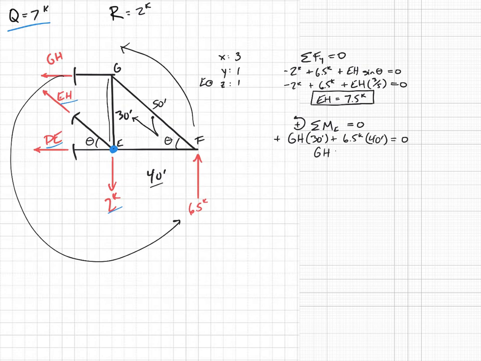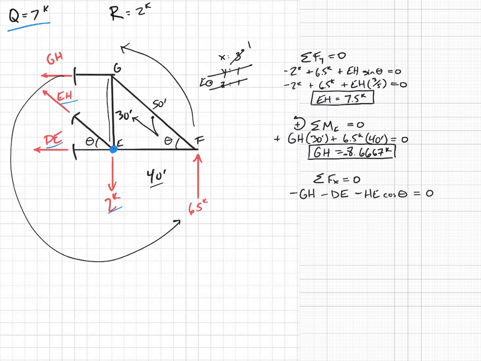So GH comes out to, you know, we've been foiled by being given a bad number here. Anyway, now that we've done Z and we've done Y, there's only 1 unknown in X, right? So we can do the sum of the forces in the X direction equals 0. Oh wait, sorry, GH is negative. So I've got negative GH minus DE minus EH times the cosine of that angle equals 0.